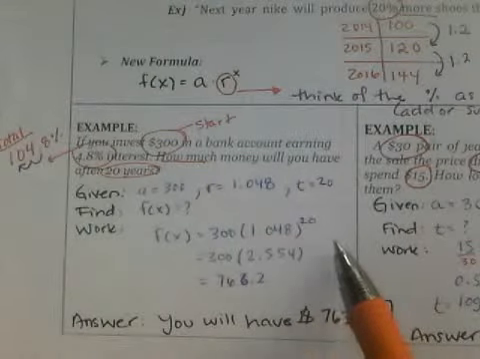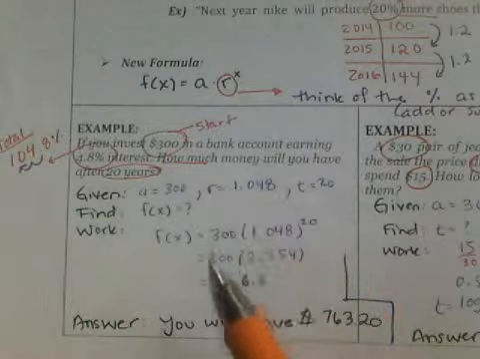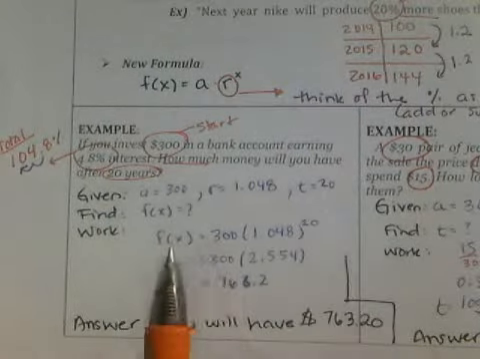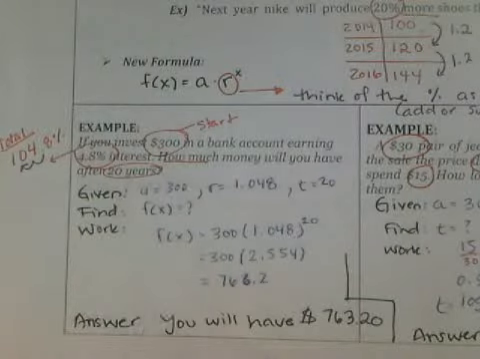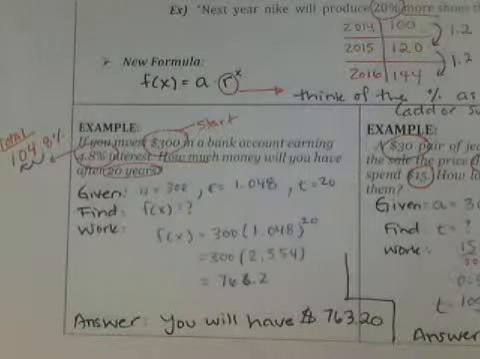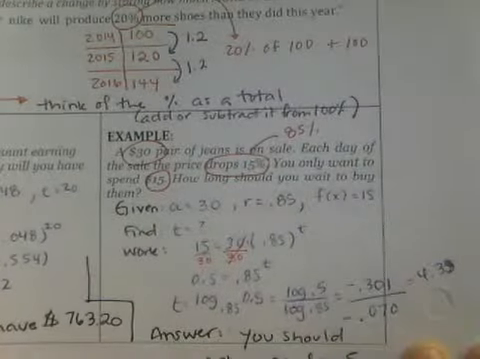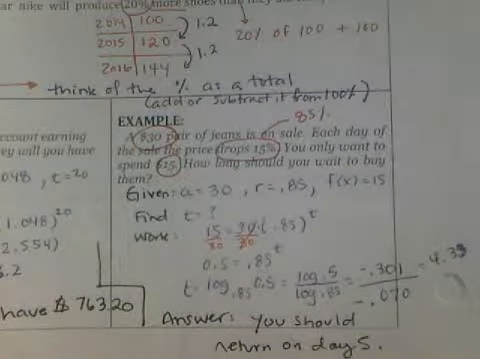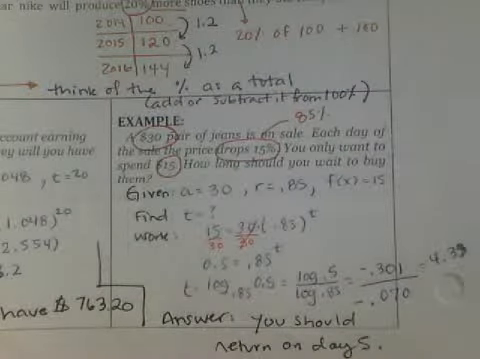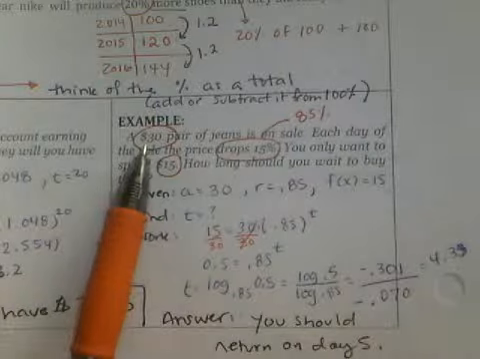I plug into my formula, it's the same as last time, and then all I'm doing is evaluating. Notice that this is the easy kind of problem because I'm looking for the total. If I were looking for the time instead, this would be much more challenging. For example, look at number 2. A $30 pair of jeans is on sale. Each day of the sale, the price drops 15%. You only want to spend $15, so how long should you wait before you go to the store to buy them? $30 is the starting amount.